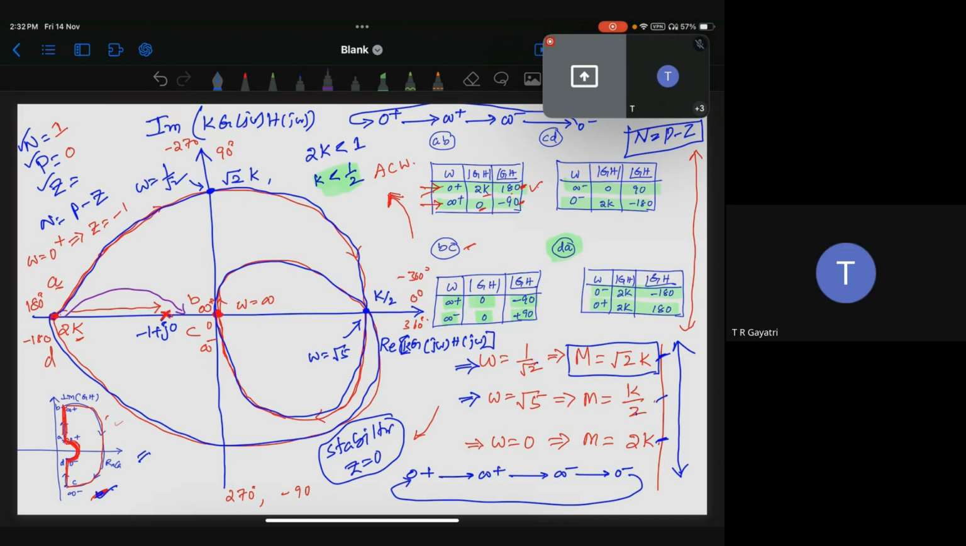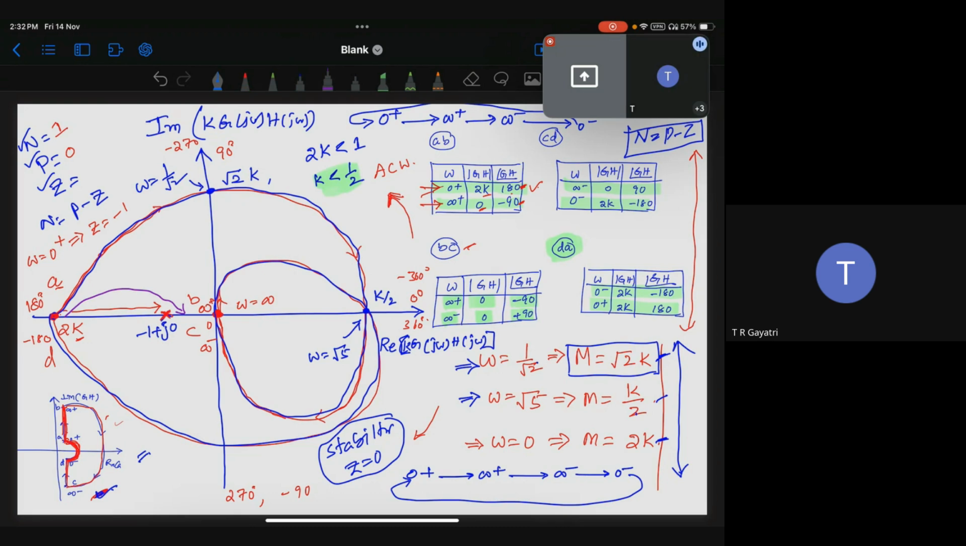Yes, sir. So in that case, N you get 0. Encirclements will be 0. Am I correct? Yes, sir. So in that case, Z we get 0. The system becomes stable. Is this clear? Any queries?